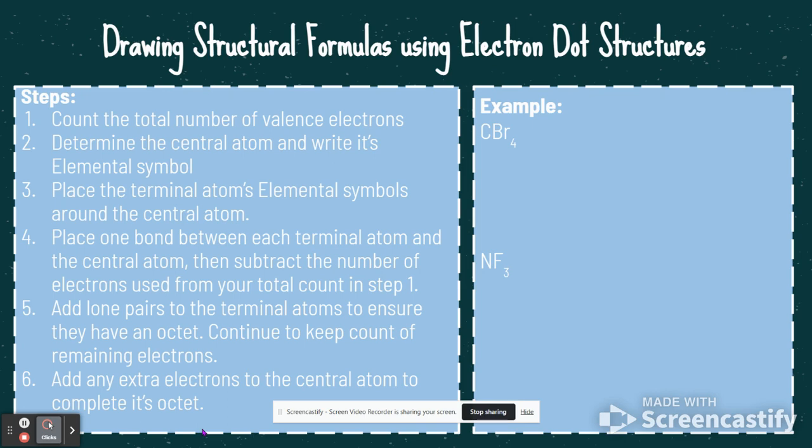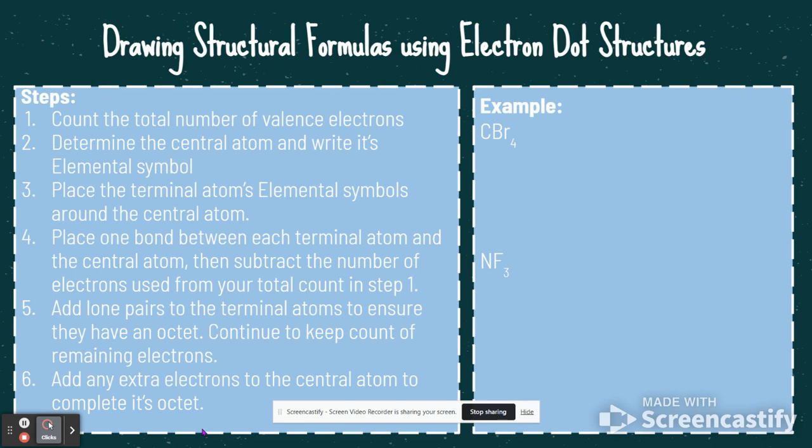So you're going to do this count for every single atom in the compound, okay? Step 2, determine the central atom and write its elemental symbol. Step 3, place your terminal atoms, placing their elemental symbols around the central atom. Step 4, place one bond between each terminal atom and the central atom. And then we're going to actually subtract that number from the total electrons that we got in step number 1.